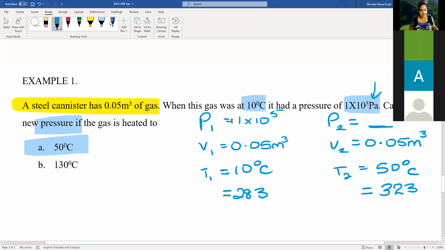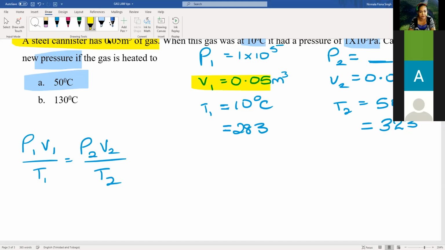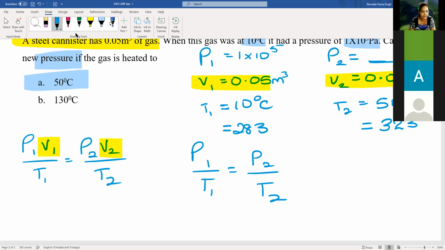So we have all numbers. Let's put it in our equation and see what we're going to get. So we're going to have P1 V1 over T1 is equal to P2 V2 over T2. Now we did say anytime something is held constant, and we can see our volume is constant, they're going to cancel out each other. So I'm going to rewrite it as P1 over T1 is equal to P2 over T2. We have P1, we have T1, we have T2, and we just want to find P2. So we have all the values we need.